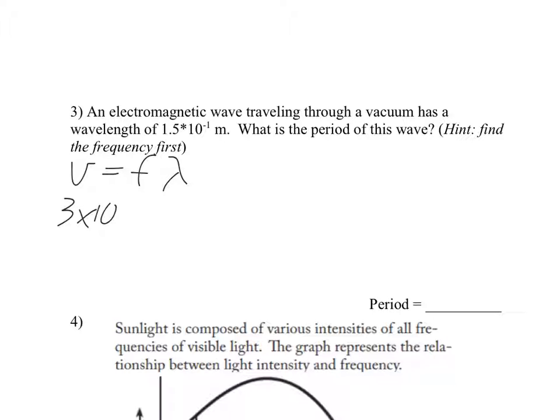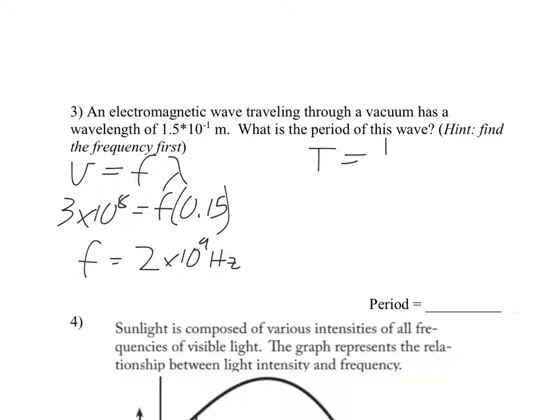v is 3 times 10 to the 8th. I'm going to leave the units out to keep things a little compact. f is my unknown, and my wavelength is 0.15. You should get a frequency of 2 billion, 2 times 10 to the 9 hertz. Now how do we turn that into period? Period equals 1 over frequency. So period equals 1 over 2 times 10 to the 9.